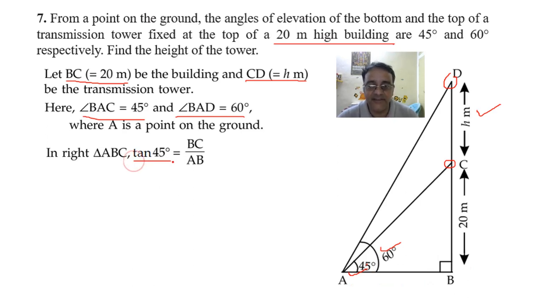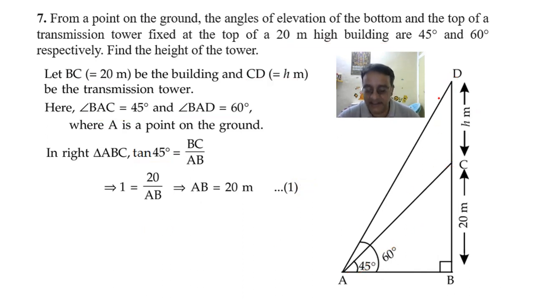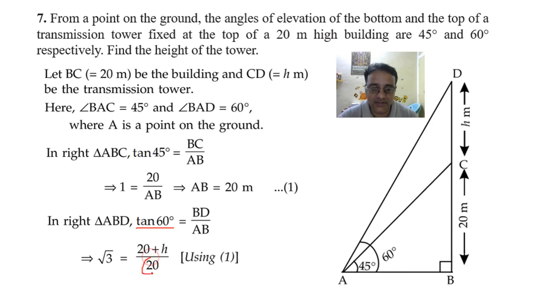What is the value of tan 45? 1. And BC is 20. So 1 is equals to 20 upon AB. So AB will be equals to 20. Right? So we got AB is equals to 20. Now another right triangle, ABD. Again we'll use tan because with respect to tan this is opposite and this is adjacent. So BD upon AB, tan 60 degree. What is the value of tan 60? Root 3. So root 3 is equals to 20 plus H upon AB, and the value of AB is 20.